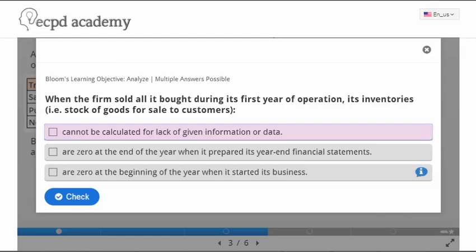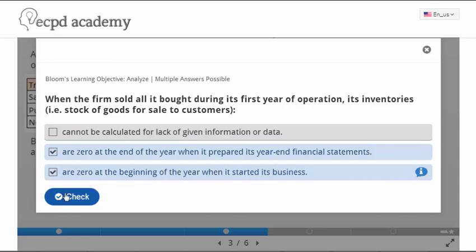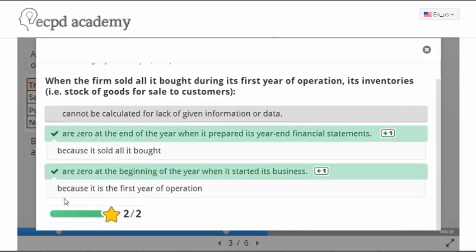Now, let us find out the answer. The answer is both zero balance of inventories at start and end of the period, because it was the company's first year of business and the company sold everything it purchased during the year.